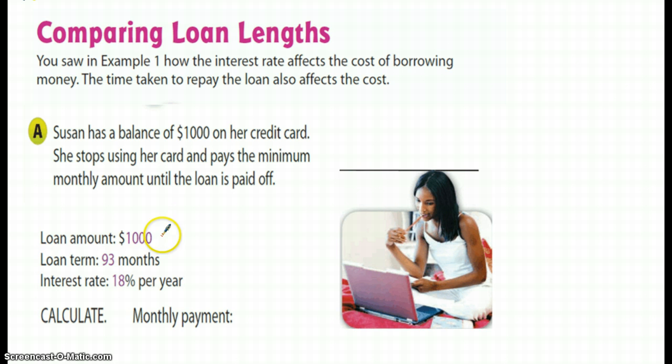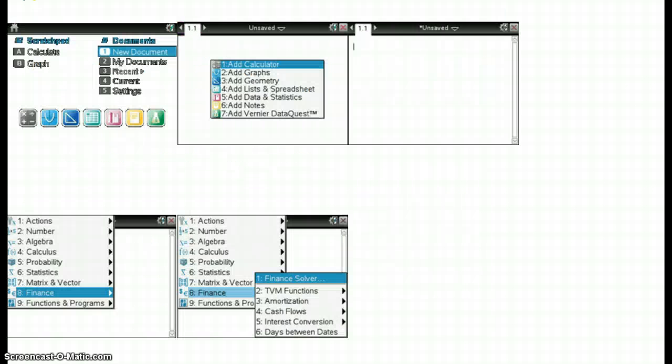Here's the information they give us about Susan: the $1,000, her term for the minimum amount is 93 months, and the interest rate is 18% per year. We want to calculate her monthly payment. Again, we're going to use the TI-Nspire if you have that calculator. Go to the home screen, create a new document, add a calculator, press menu, go down to finance, and click financial solver.